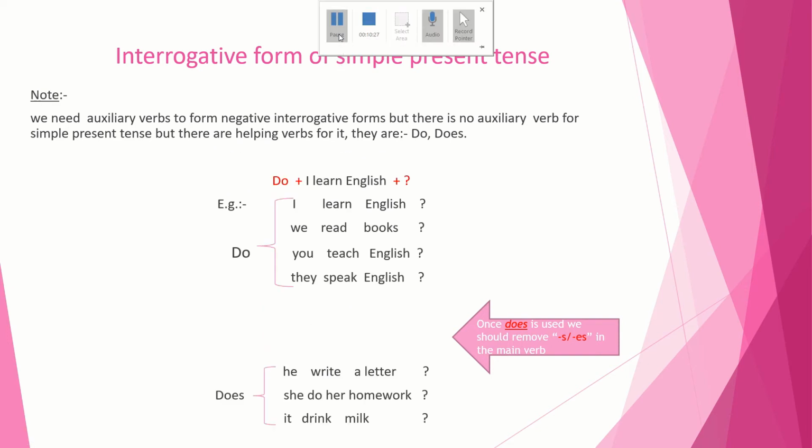Interrogative sentence. Add do in front of the subject and add question mark at the end of the sentence as we did here. Do plus, do I learn English plus question mark. So add do or does in front of the subject. If it is I, we, you, they, do. He, she, it, does. Do I learn English? Do we read books? Do you teach English? Do they speak English?